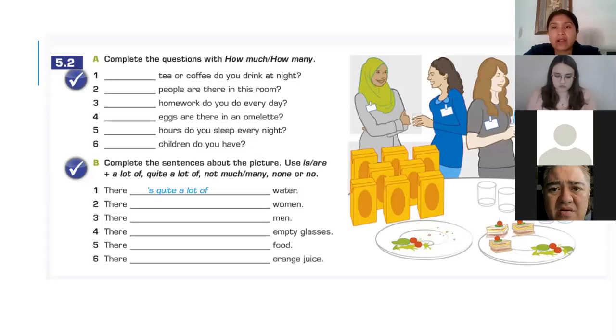Let's do this together. Vamos a hacer esto juntos, okay? So it says, complete the questions with how much or how many. We only have to add how much or how many, depending and according to the context, okay? So in the first one, it says, tea or coffee do you drink at night? What am I gonna use? How much or how many? How much, right?